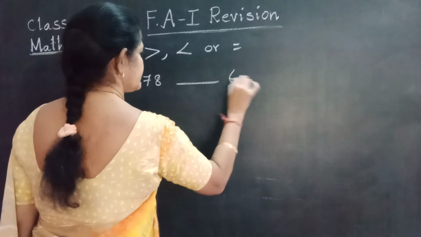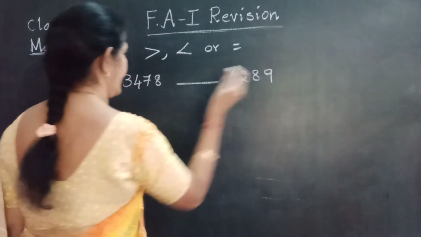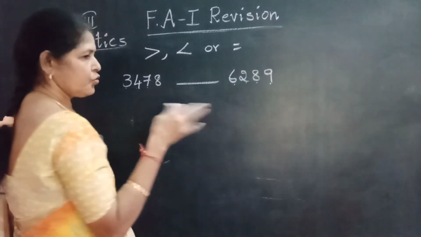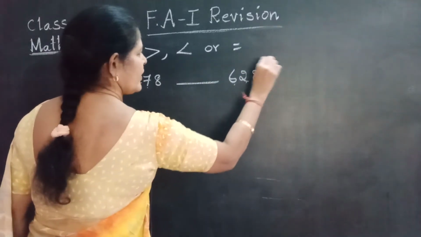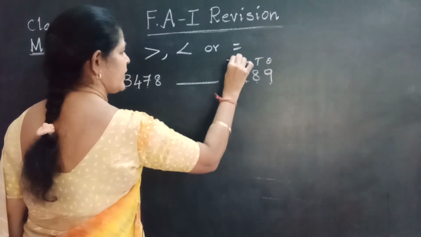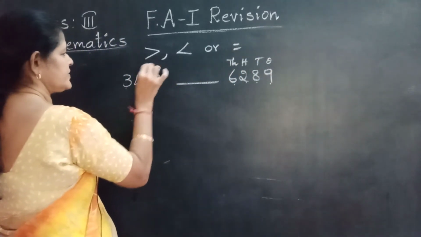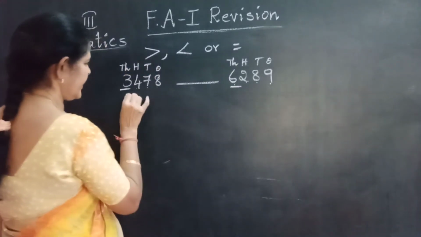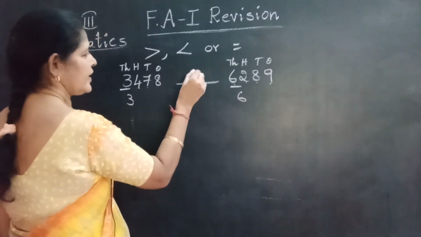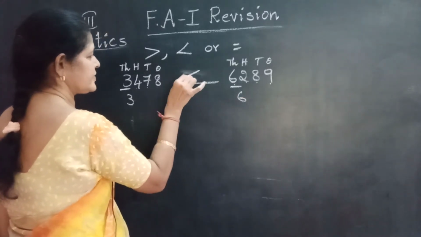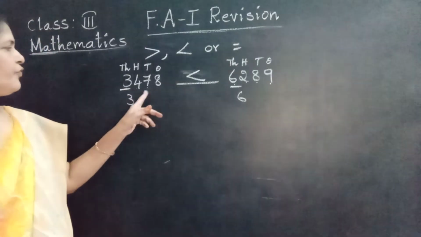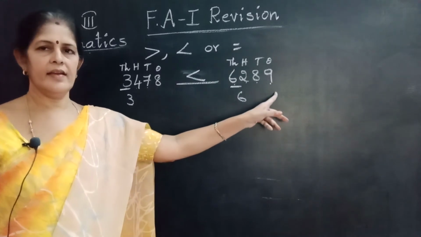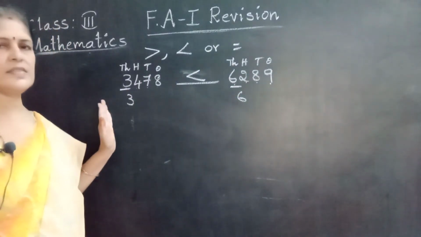3478 and 6289. Both are 4-digit numbers: ones place, tens place, hundreds place, thousands place. Compare thousands. Here 3, here 6. 3 is less than 6. That means 3,478 is less than 6,289. This is big, this is small.